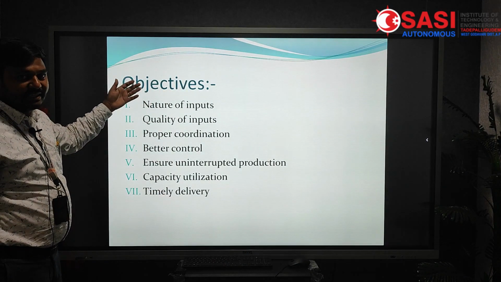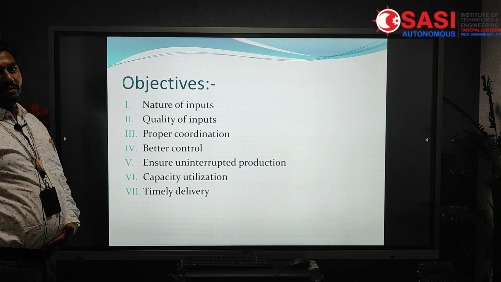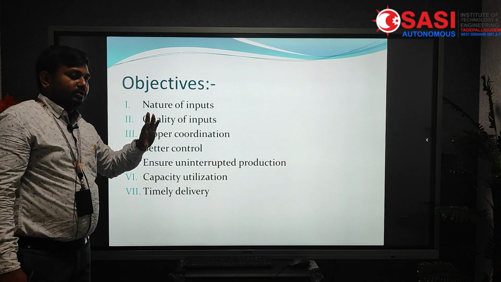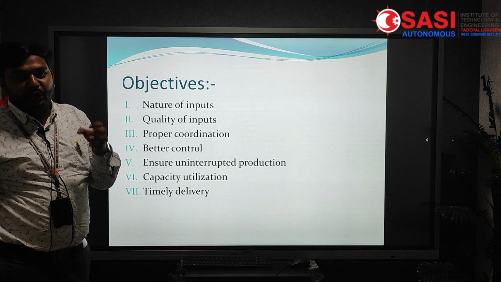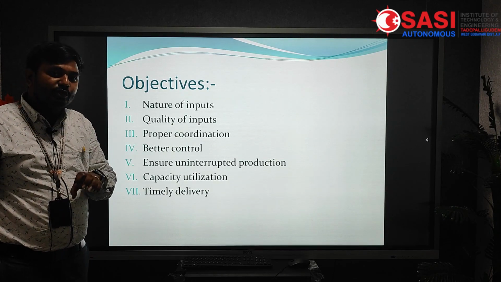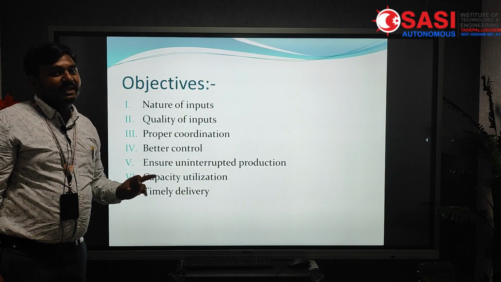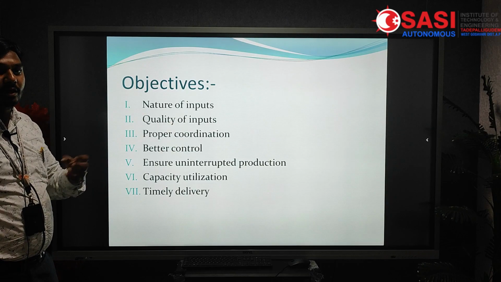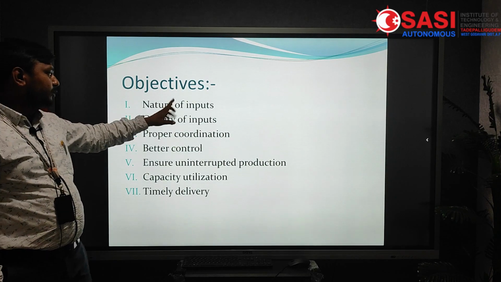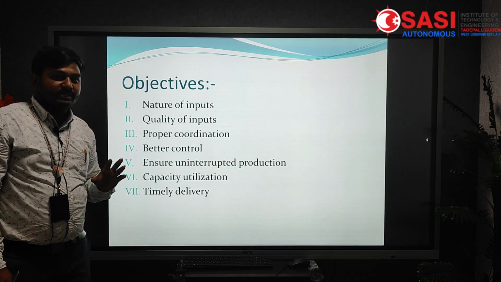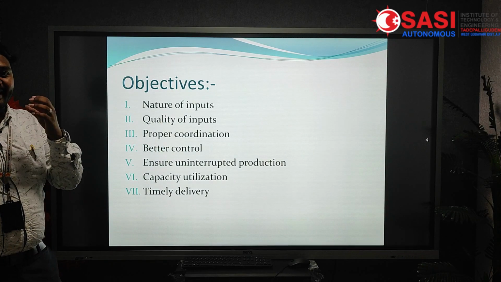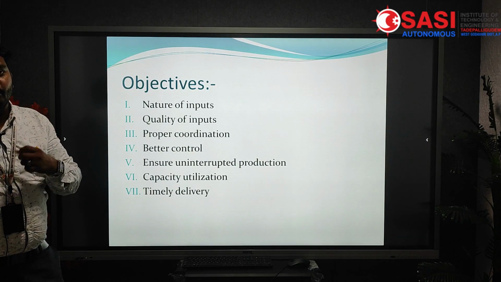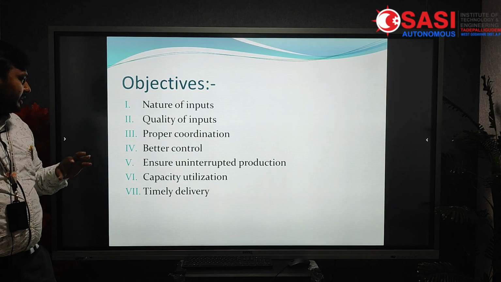And here you can see objectives of the production planning and control. The main objective of the production planning and control is the quality of inputs. Quality of inputs in the sense, whenever you incur quality inputs, you will get the qualitative output. So it is the major objective of the production planning and control to procure the qualitative goods or services in order to produce the qualitative goods. Nature of inputs is also another objective. Why? Because the nature of the goods or inputs that you have employed to produce the goods or services will also be a very important consideration.